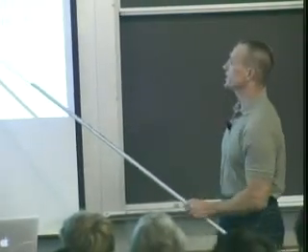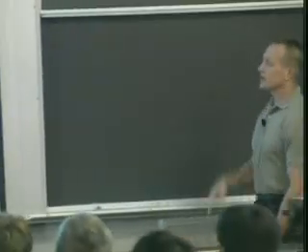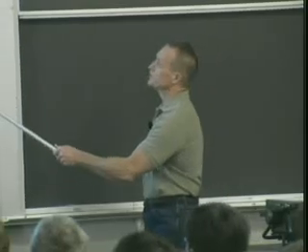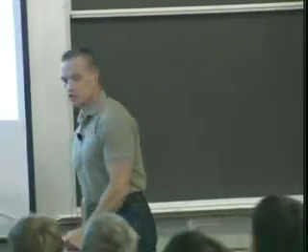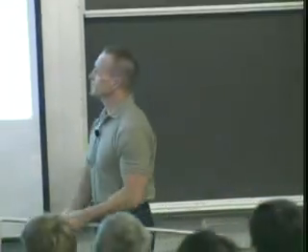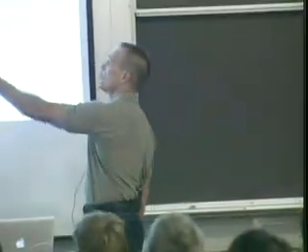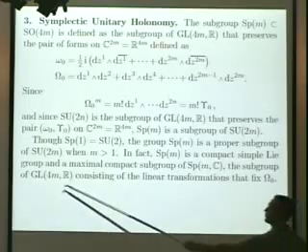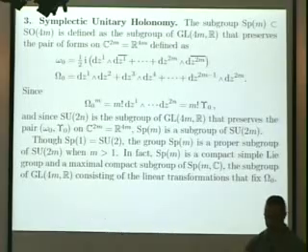In fact, Sp(m) is a compact simple Lie group. It's a maximal compact subgroup of the complex symplectic group, and in fact, it's the intersection of the complex symplectic group with the unitary group. So that's why I'm calling it the symplectic unitary group. And preserving these forms is enough to define the group as a subgroup of all the general linear transformations.